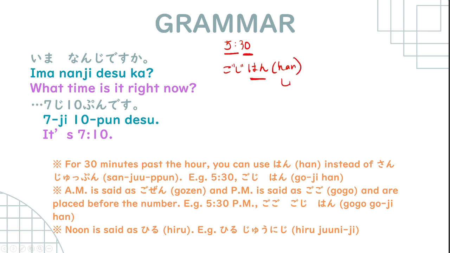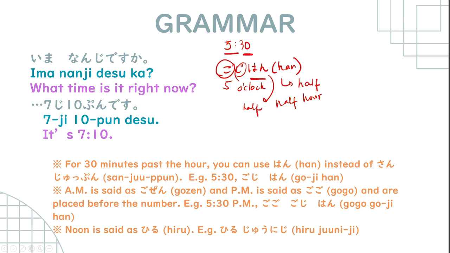Han. Okay, han means half. So half hour. Okay? Again, 5, ji, o'clock, han, half.